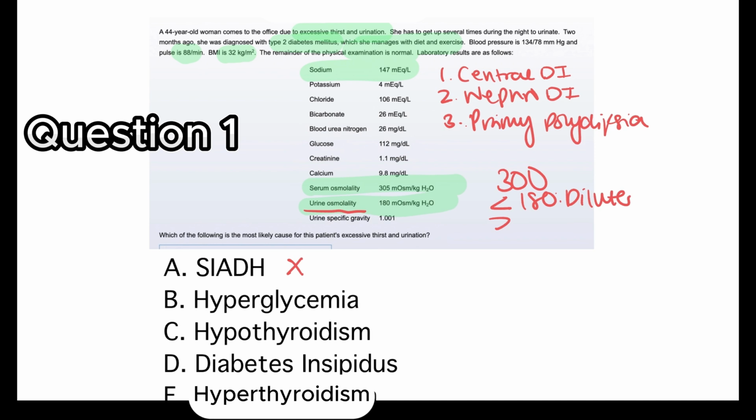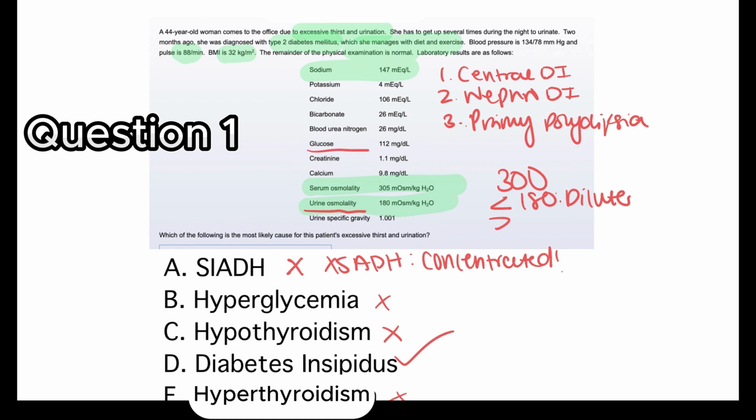SIADH, no. Hyperglycemia, no. Hypothyroidism, no. Diabetes insipidus, is that on our list? Yes. And hyperthyroidism, no. So let's think about SIADH. Let's understand why these answer choices are wrong and the way that I'm thinking about it. So for SIADH, this is excess ADH. So with excess ADH, we would see the normal response of ADH, which would be what? Concentrated urine. The urine is not concentrated, so that is wrong.